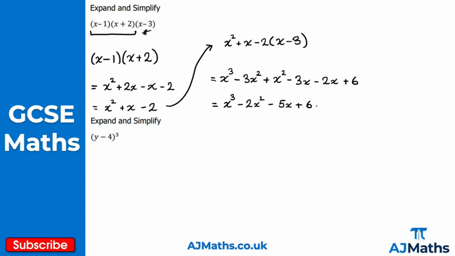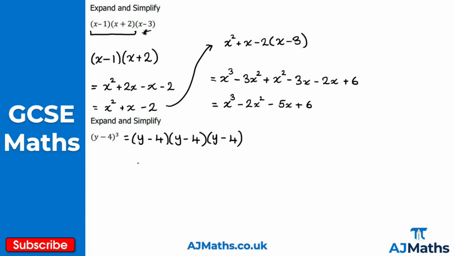Okay. And then if we take a look at this final problem here, we're asked to expand and simplify y minus 4 cubed. So again, there's technically only one bracket written here, but it is used in index notation. So this bracket here is cubed. So what we do is we write that as a product as y minus 4 times y minus 4 times y minus 4. That's what the problem is actually giving us there.